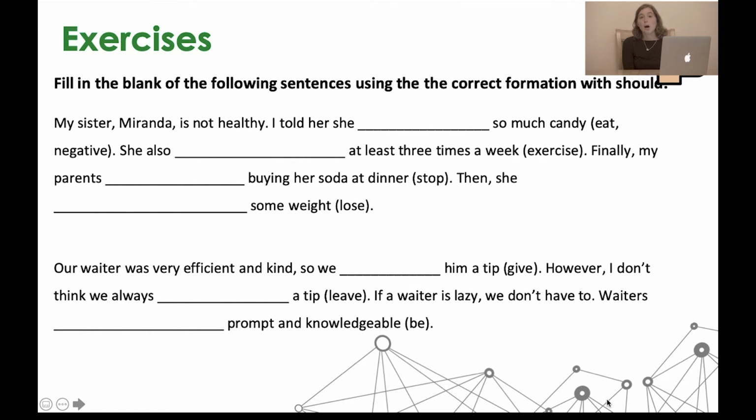Okay, so pause the video and do the exercises, and when you're done, we will go over the answers together.